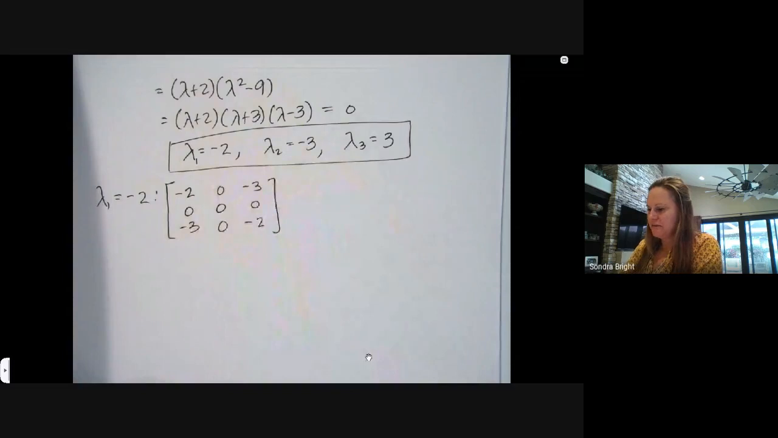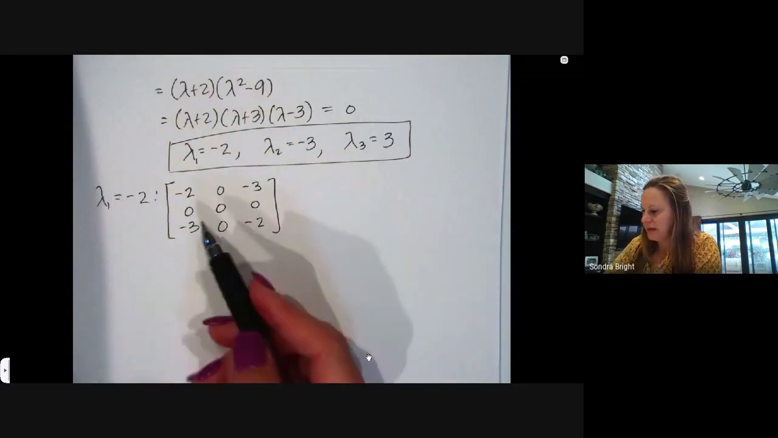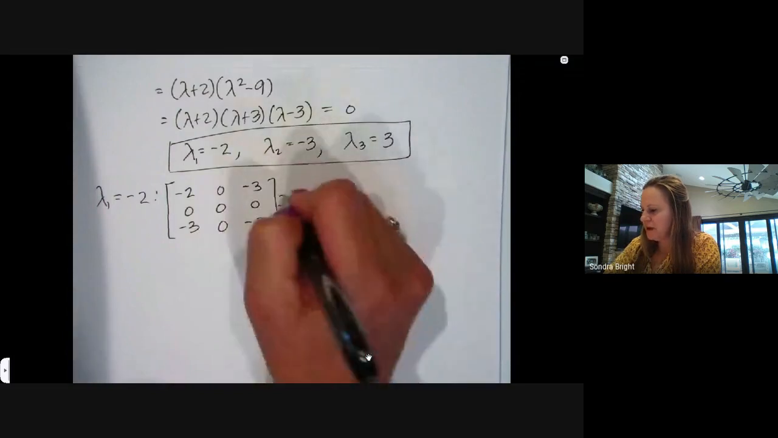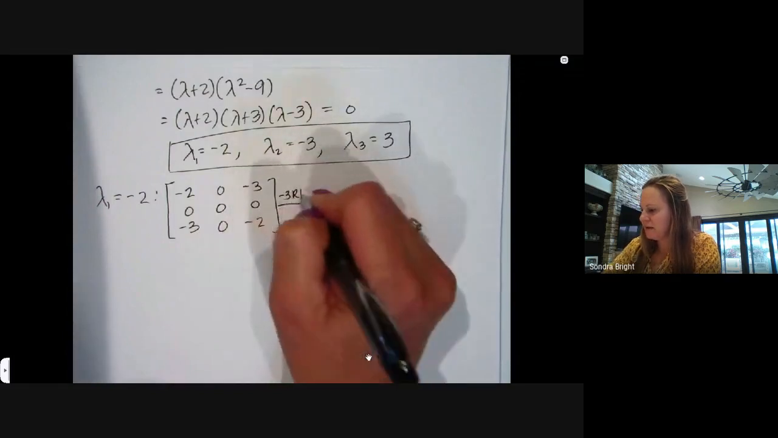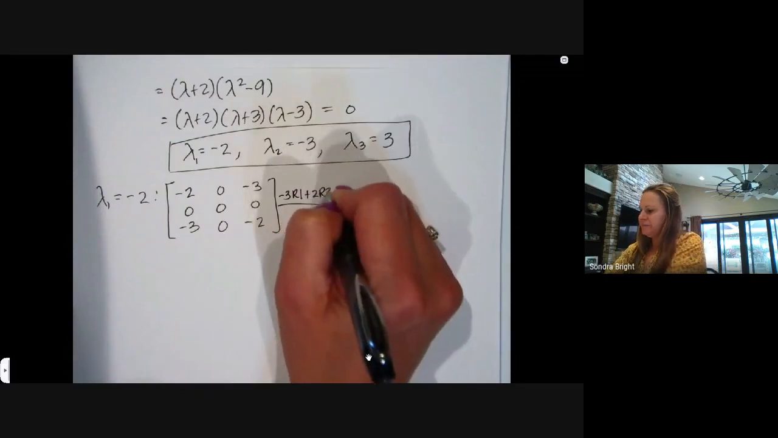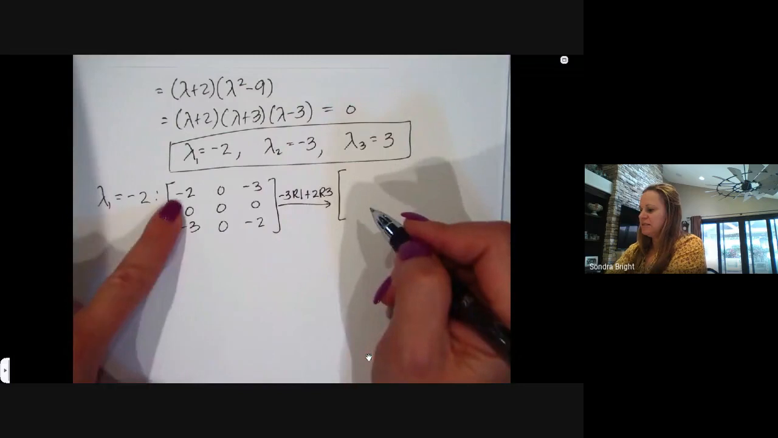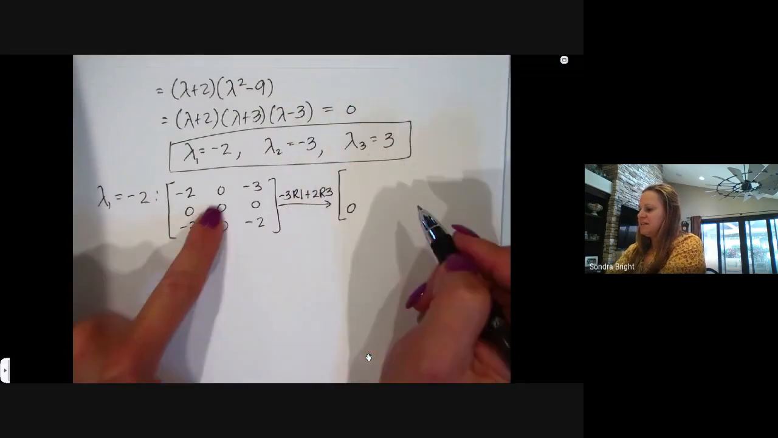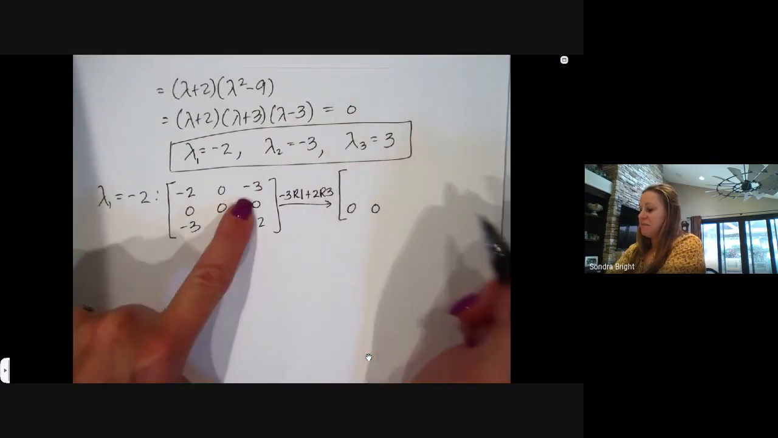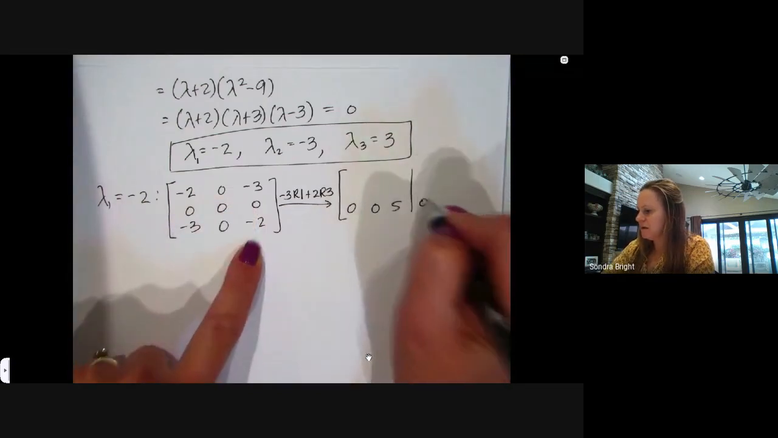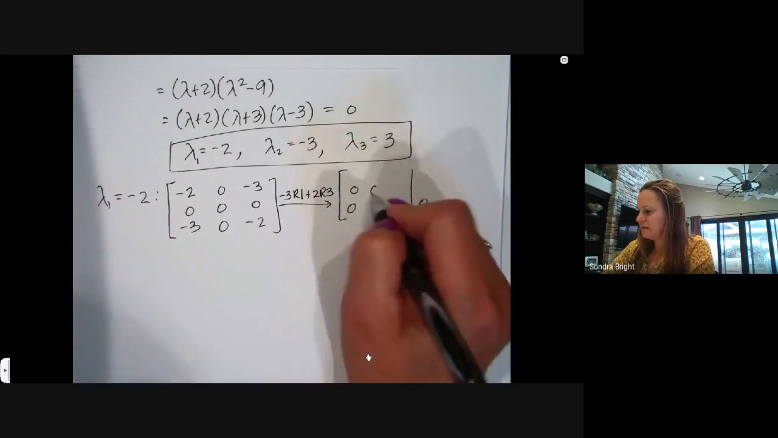How about if I do, I'll get this guy to be a 0. So I need a negative 3 times row 1 plus a positive 2 times row 3, so that I'll get a positive 6 minus 6, 0 plus 0, positive 9 minus 4 will give me a 5. And then 0, 0, 0, 0. And I'll just leave this guy.